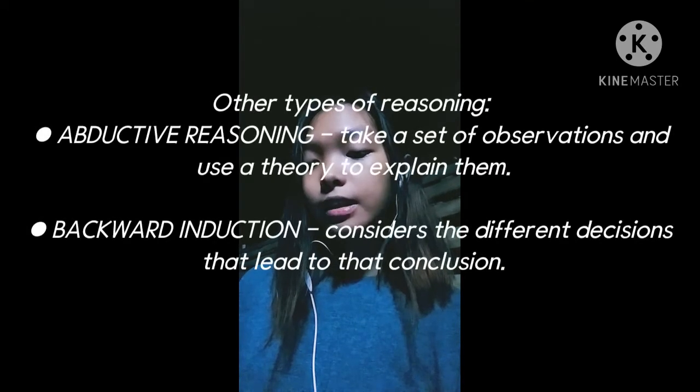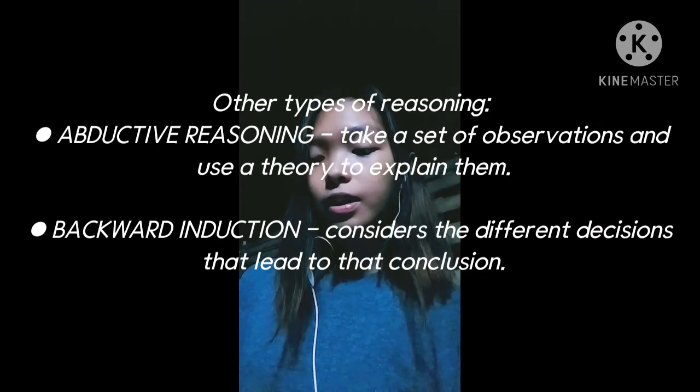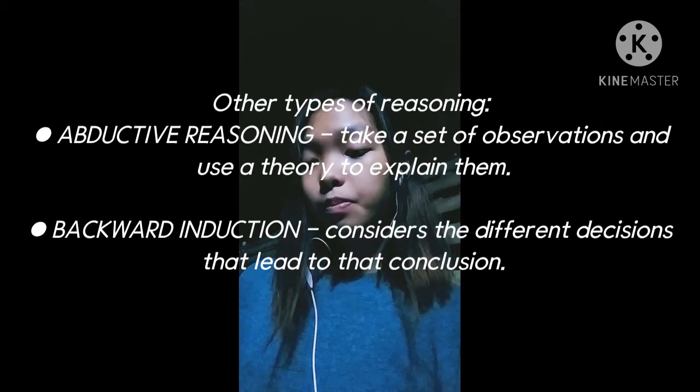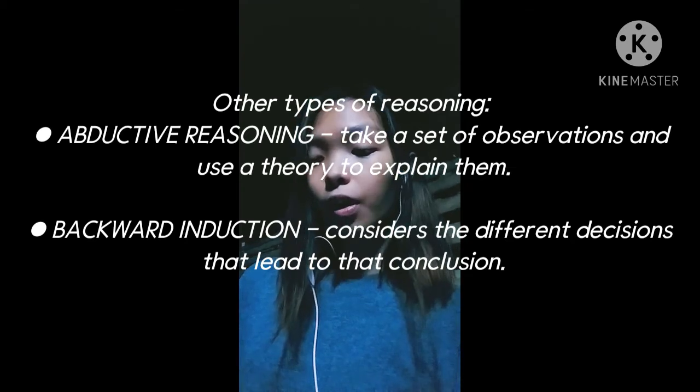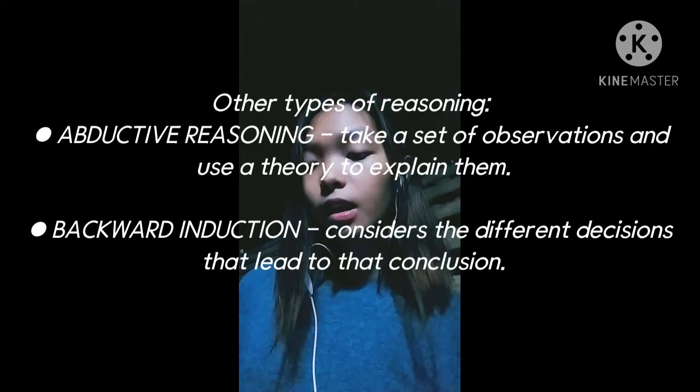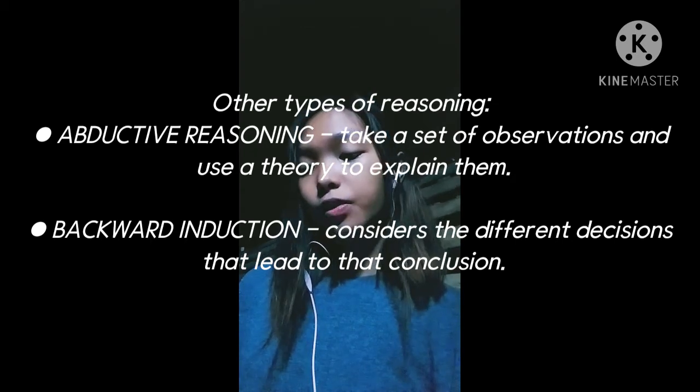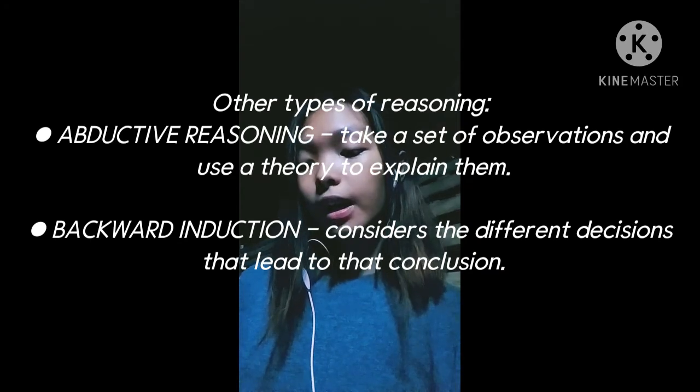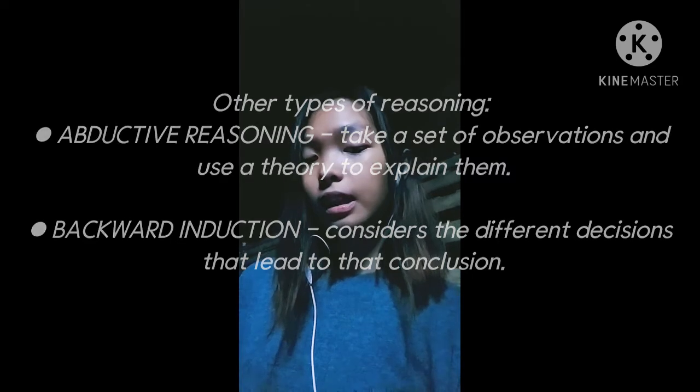So there are other types of reasoning too. First, there is abductive reasoning. This is when you take a set of observations and use a theory to explain them. This is very similar to how doctors work on patients by taking symptoms to make a diagnosis. Next is backward induction. It looks at the end result and considers the different decisions that lead to that conclusion. It's used by artificial intelligence to win games.